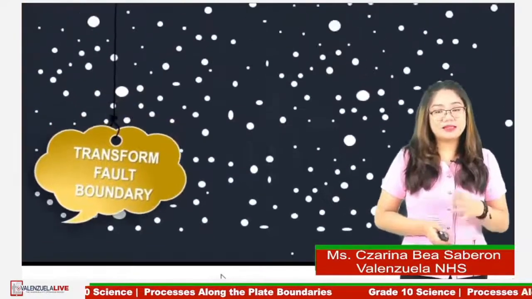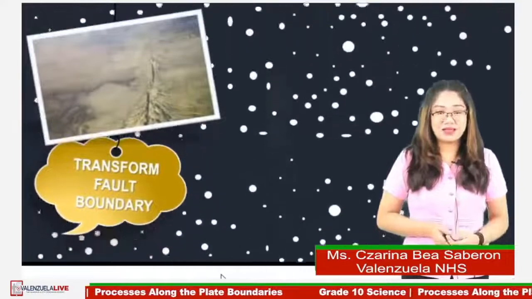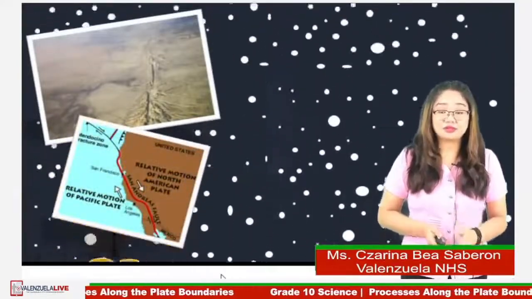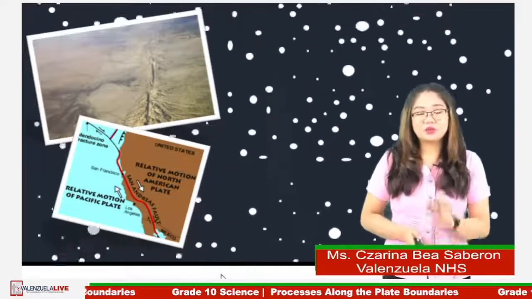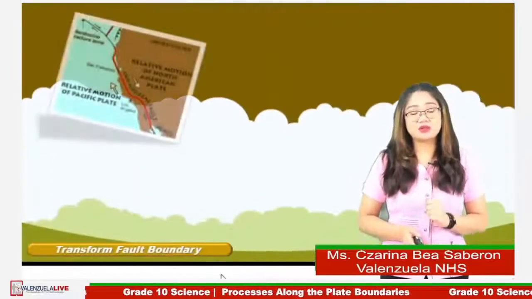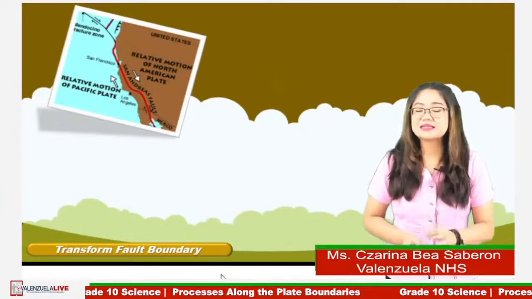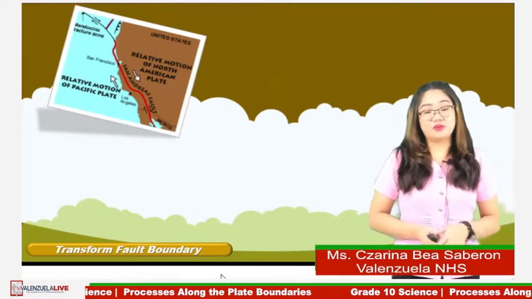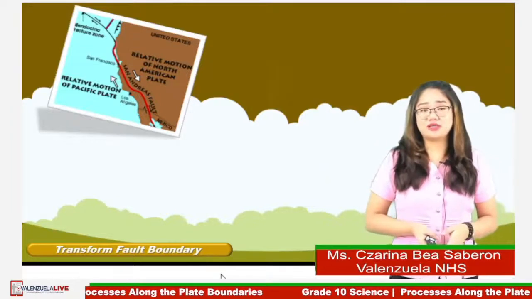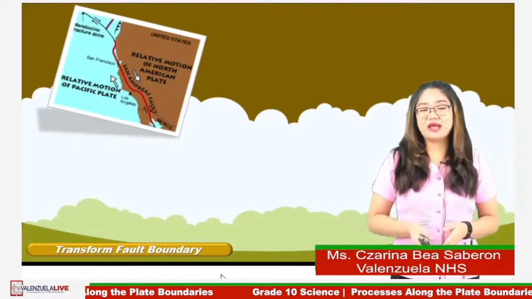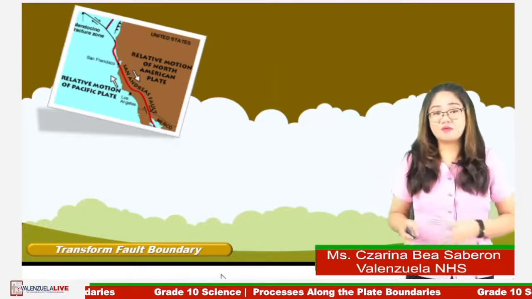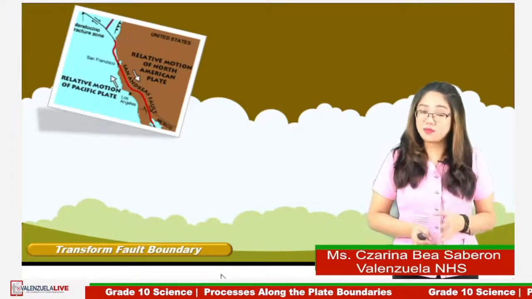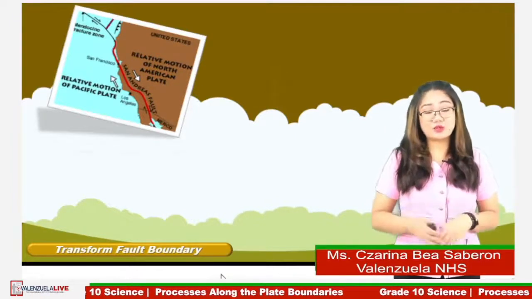Now, moving forward to our last topic, let's have the process that happens along the transform fault boundaries. Transform fault boundaries are formed when two plates slide past one another. And this actually creates massive and destructive earthquakes. As you can see in the illustration, for instance, the San Andreas Fault has created a boundary between the Pacific Plate and the North American Plate.